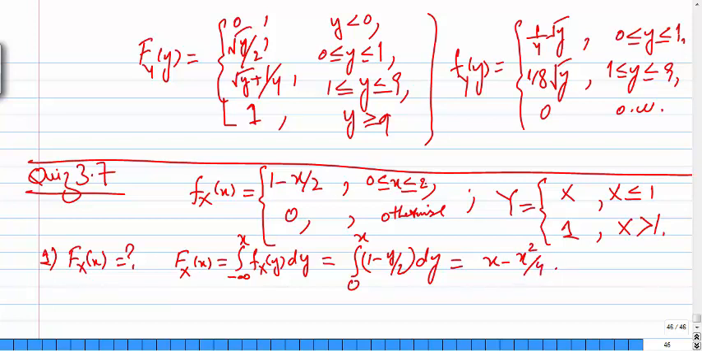When x is greater than or equal to 2, it becomes 1, because this is the definition of the CDF. So this implies that the CDF of X is equal to 0 when x is less than 0, x minus x squared by 4, and 1 when x is greater than 2. So here you have to put the range, that is from 0 to 2.